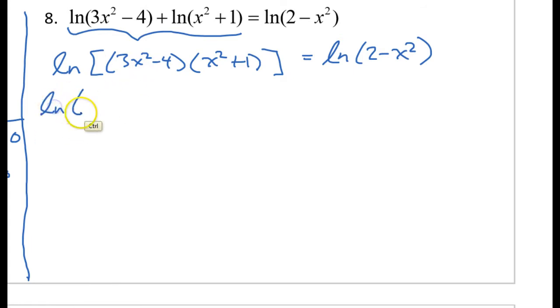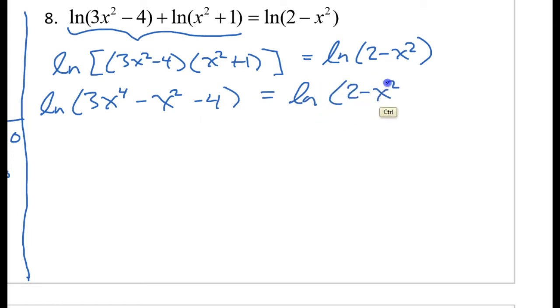So I'm going to have the natural log of 3x squared times x squared is 3x to the 4th power. Inner, I've got negative 4x squared. Outer, I've got positive 3x squared, so that's going to be negative x squared. And then negative 4 times 1 is negative 4. So I've got that equals the natural log of 2 minus x squared. So now that I have the natural log of something equals the natural log of something, I can set the stuff inside equal to each other. So 3x to the 4th power minus x squared minus 4 is going to equal 2 minus x squared.